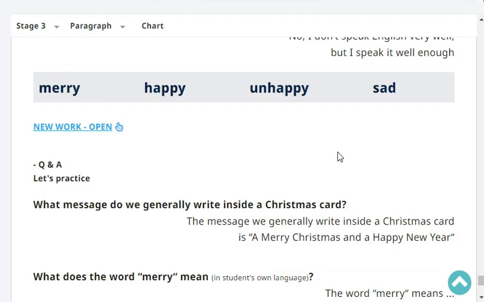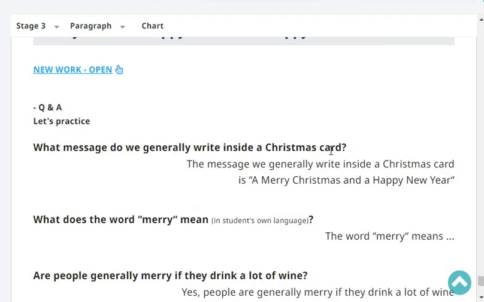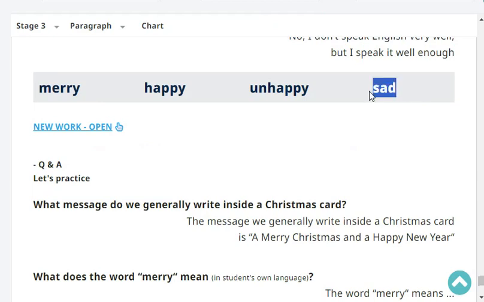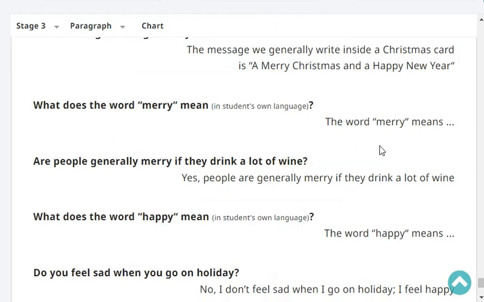What message do we generally write inside a Christmas card? The message we generally write inside a Christmas card is Merry Christmas and a Happy New Year. Very good. What does the word merry mean in Japanese? The word merry means kanoshi. Which one? In Japanese.